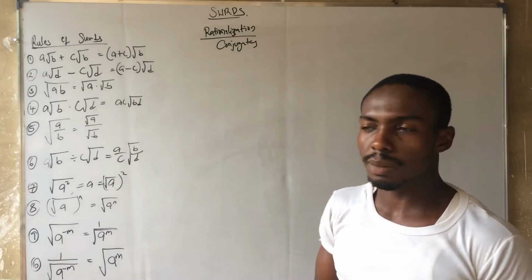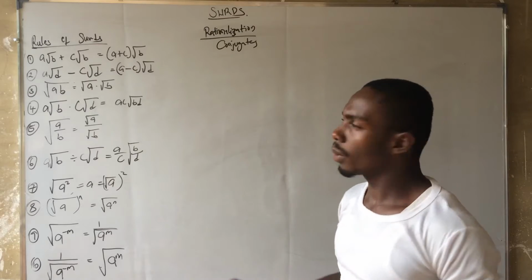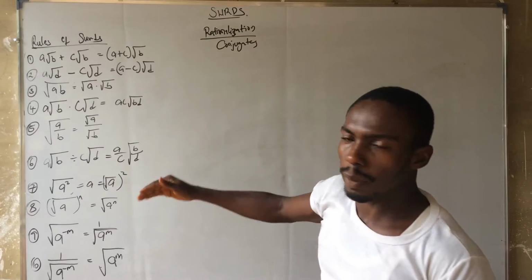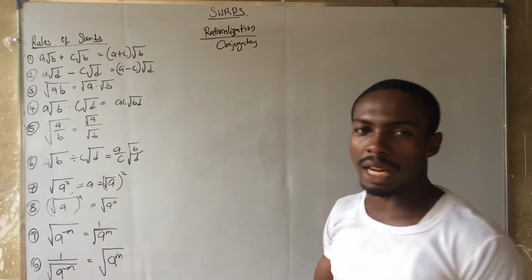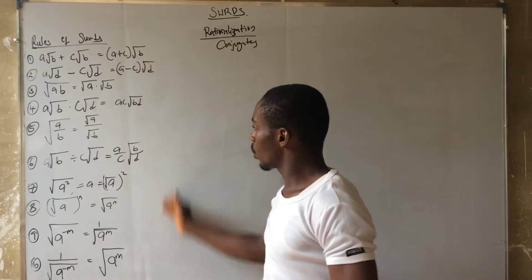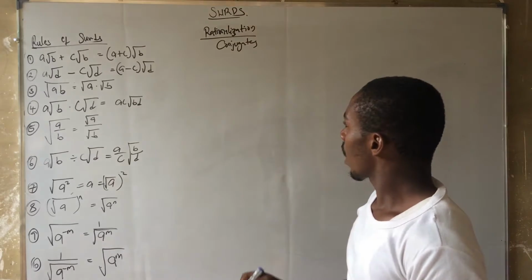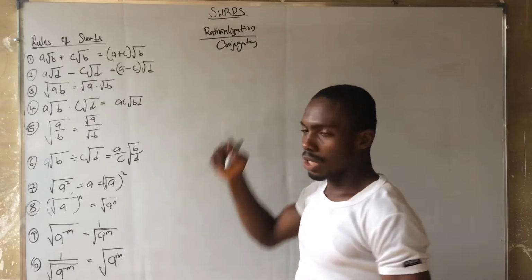I'm Timothy, and in today's video we're going to be looking at the word surd, and under surd we'll talk about rationalization, and after rationalization we'll talk about conjugate, and if there's still enough time, I will not do this, but okay, let's start with rationalization.